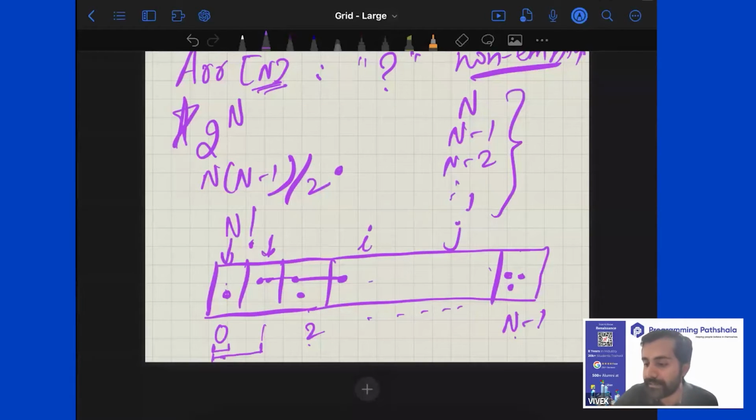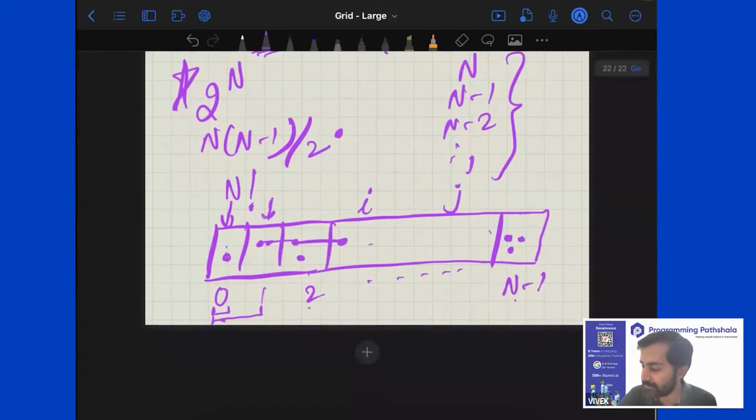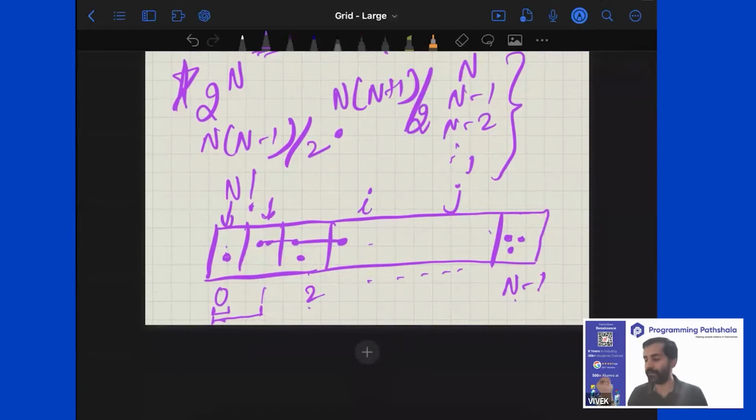And what is the sum of first n natural numbers? Did you study it in your class 10th or somewhere? Yeah, it happens to be n times (n plus 1) divided by 2. So these many subarrays are there.